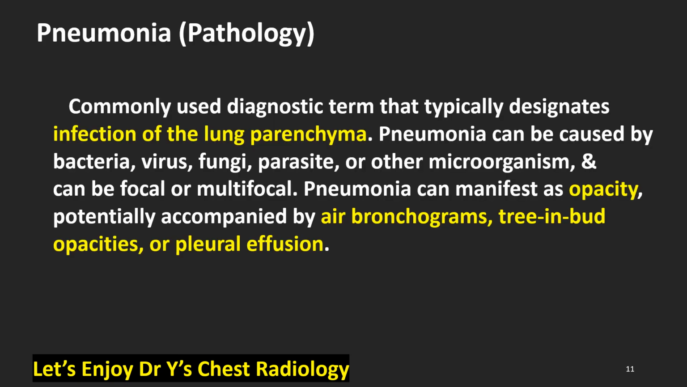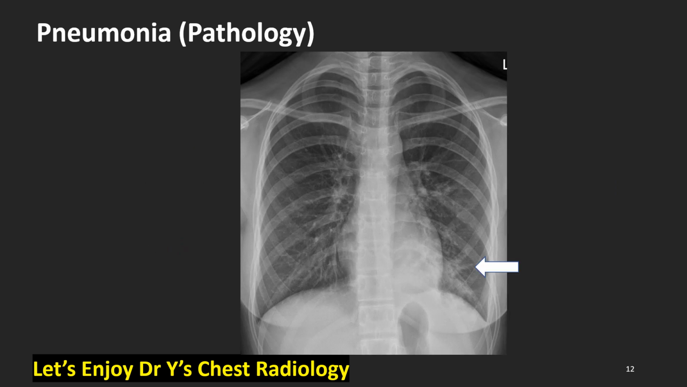Pneumonia pathology. Commonly used diagnostic term that typically designates infection of the lung parenchyma. Pneumonia can be caused by bacteria, virus, fungi, parasite, or other microorganism, and can be focal or multifocal. Pneumonia can manifest as opacity, potentially accompanied by air bronchograms, tree-in-bud opacities, or pleural effusion. Pneumonia pathology. Arrow indicates opacity with air bronchograms in the left lower lobe, showing pneumonia.